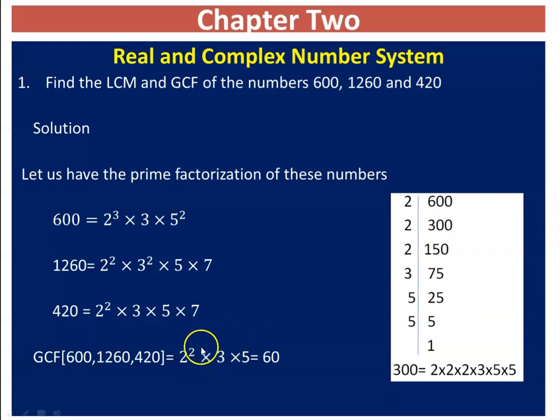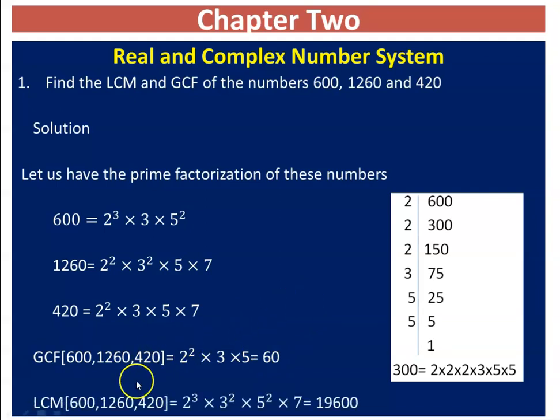So look, 2 squared makes 4, 4 times 3 is 12, 12 times 5 is 60. So the greatest common factor for these three numbers is going to be 60. Now the question is, how about the LCM, the least common multiple? The least common multiple of these three numbers can be obtained like this.